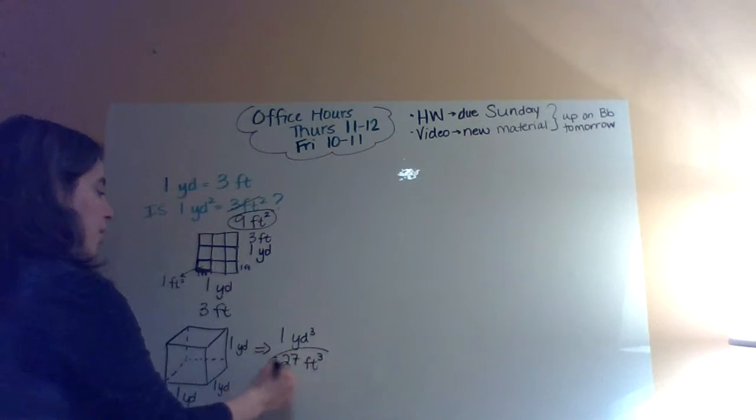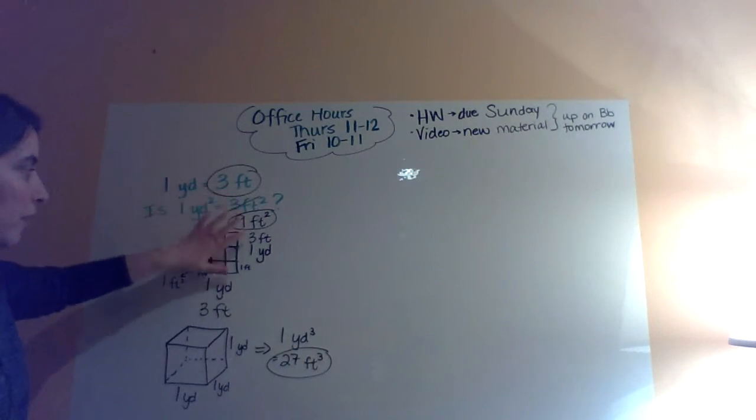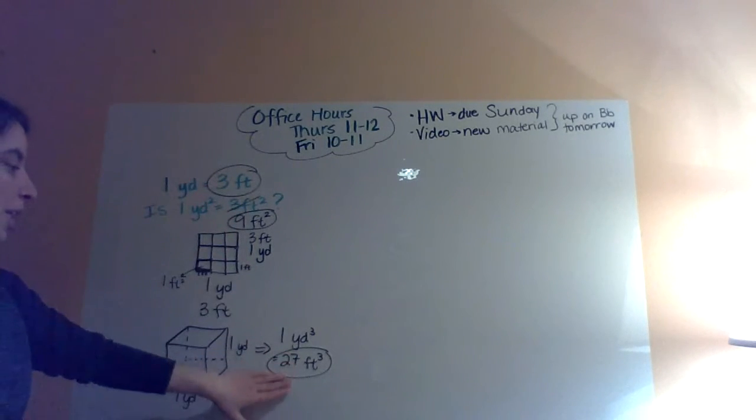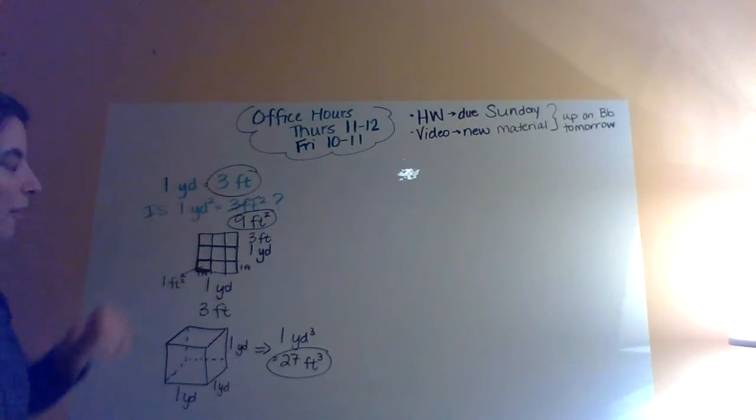If you think about where these numbers come from, 3 squared gives us 9. 3 cubed, 3 times 3 times 3, gives us 27. So we're adding another dimension each time, another multiplication by that number.